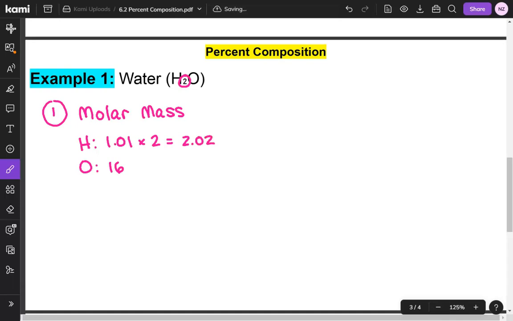And now I'm going to add these numbers up. So 2.02 plus 16 will give me 18.02 grams per mole. Okay, so that's my molar mass. Step 2 is going to be my percent composition calculation.